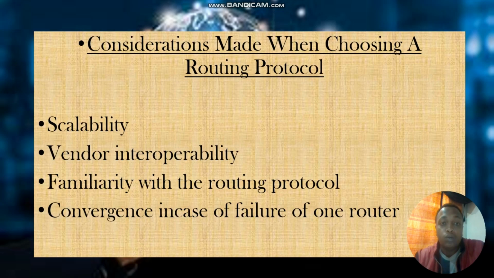So let's get into the considerations that we make when we are choosing a routing protocol. What do we want to consider when we are choosing these routing protocols to use in our network? We're going to consider scalability. Remember, RIP, which is a routing protocol, only has a maximum hop count of 15. So if you have 16 routers, then 16 will be infinite. That router will be unreachable in your network. So RIP is not scalable.